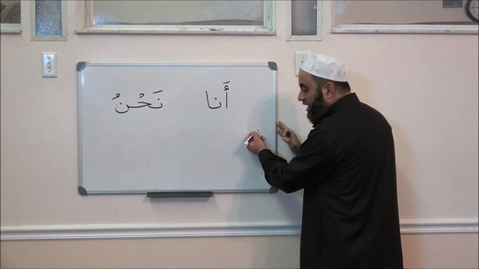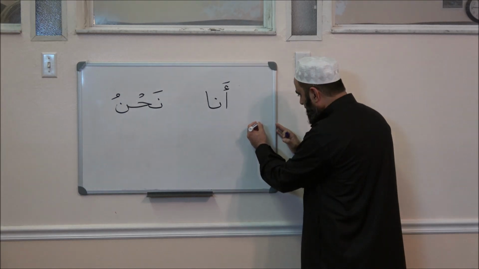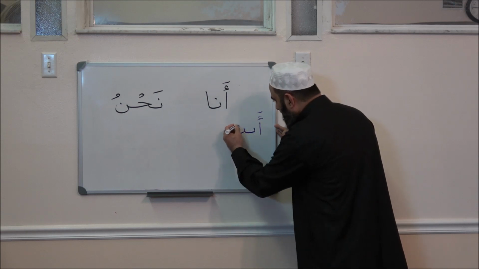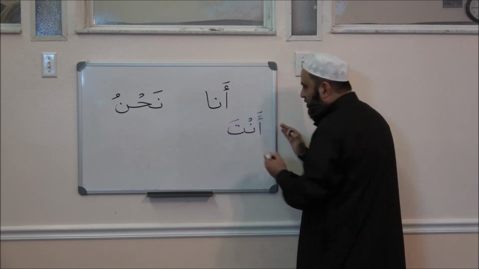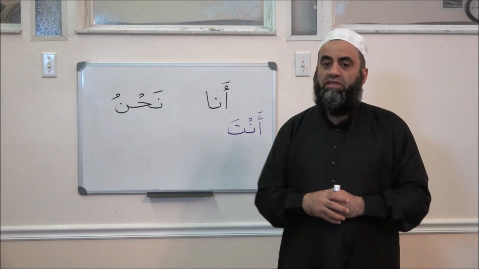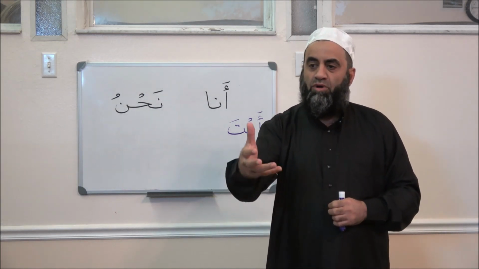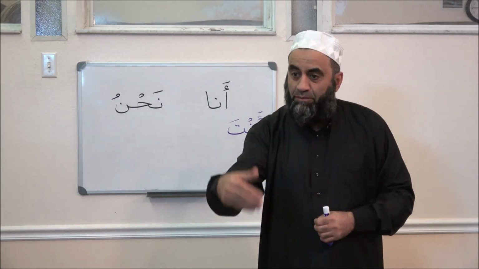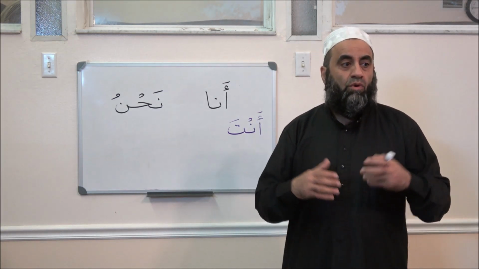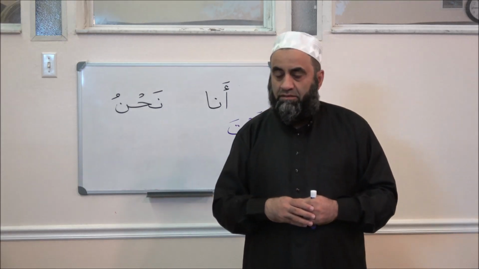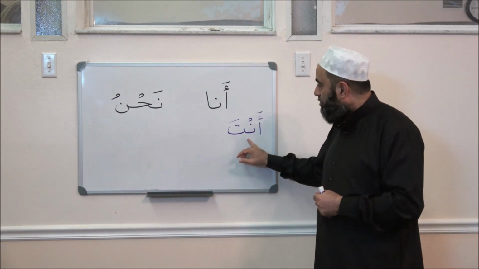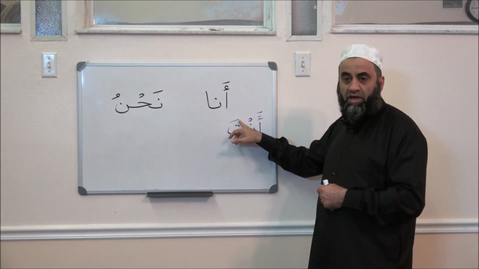In singular, I will have anta. What does anta mean? You. It means you when I'm talking to a boy. So for example, if I'm talking to Muhammad and Muhammad is in front of me, I say anta Muhammad. What did I say? You are Muhammad. Anta Umar. Anta Faris, and so on.